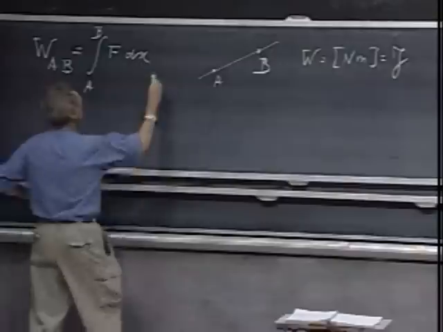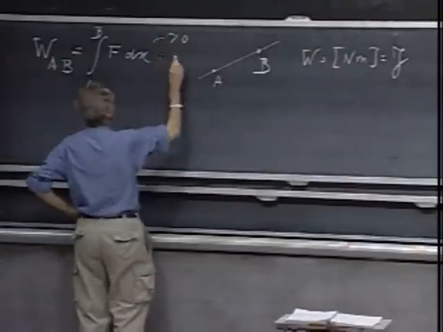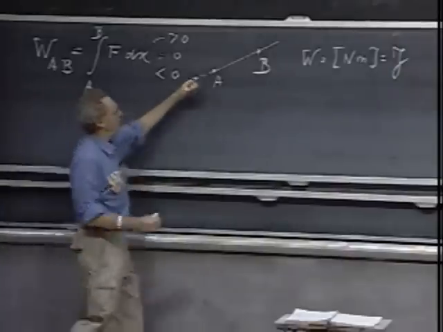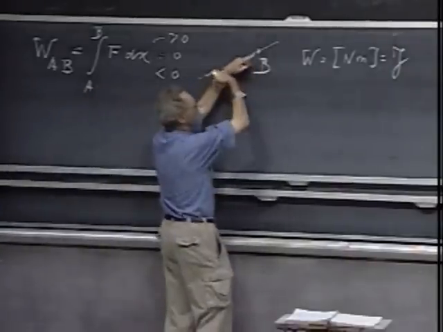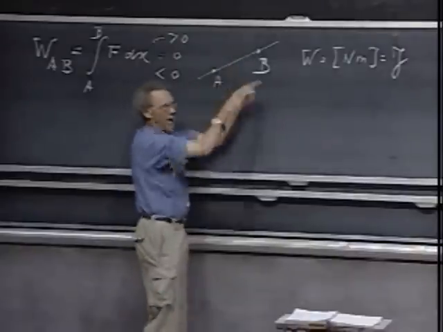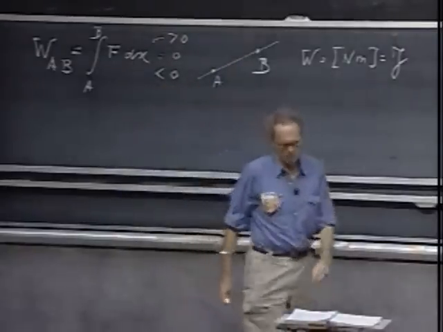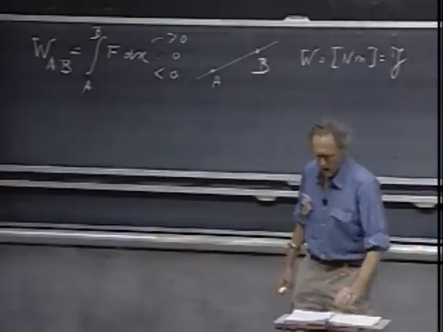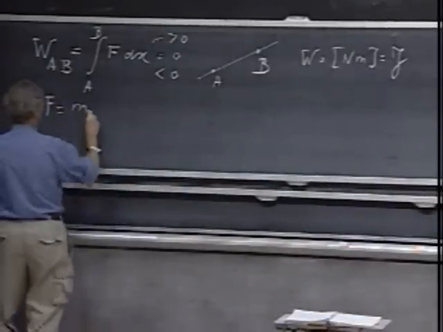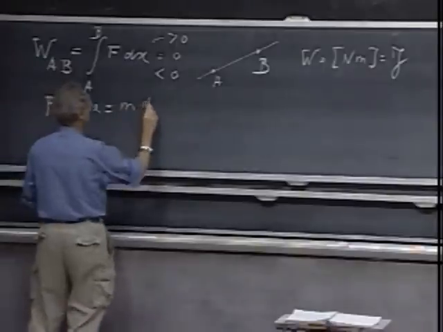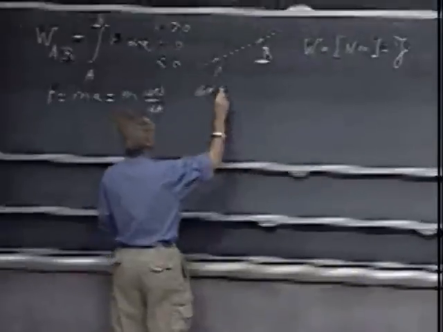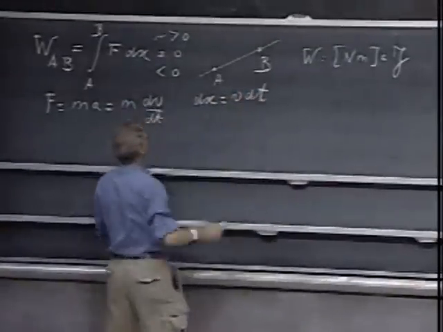Work is a scalar, so this can be larger than 0, it can be 0, or it can be smaller than 0. If the force and the direction in which it moves are in opposite directions, then it is smaller than 0. If they're in the same direction, either this way or that way, then the work is larger than 0. F equals ma. So therefore, I can also write for this m dv/dt, and for dx, I can write v dt.